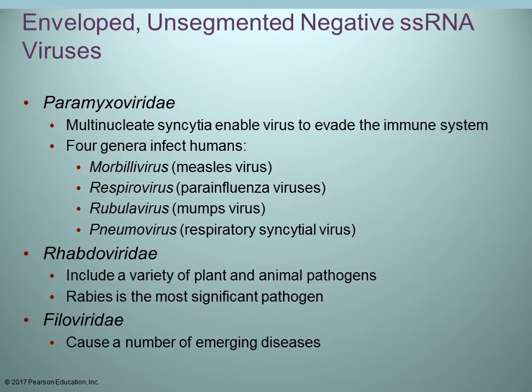Moving on to additional RNA viruses. These are negative single-stranded viruses within the family of the Paramyxoviridae. There are 4 different groups. The Morbillivirus, which causes measles, Retrovirus, which causes parainfluenza, Rubellovirus, which has the mumps virus, and Pneumovirus, which has respiratory syncytial virus, the Rhabdoviridae, and Flavivirus.